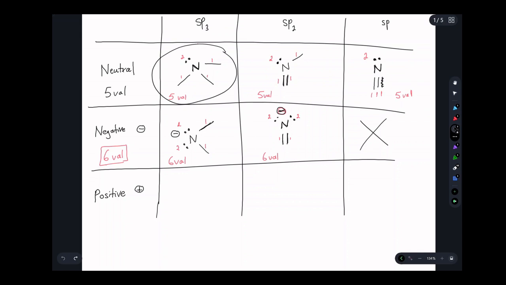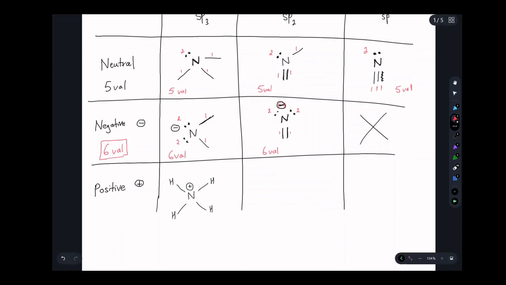To make it positive, let's do the alternative. Let's add another bond instead of that lone pair. So for the sp3 nitrogen, that would mean 4 distinct bonds. For example, if those are hydrogen, this is the ammonium positive ion, NH4+. To break this down, we can see that now that there are 4 bonds, we have 4 valence electrons. And since nitrogen wanted 5, that is actually going to make us positive.